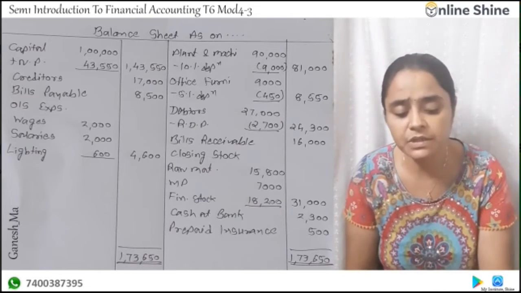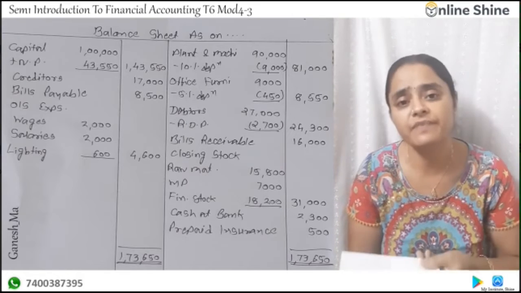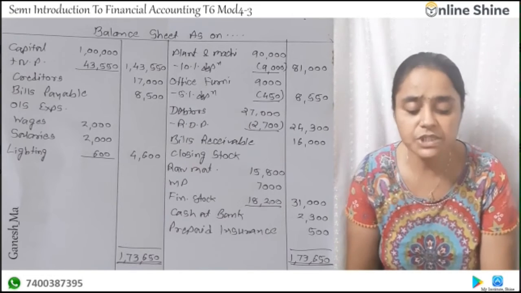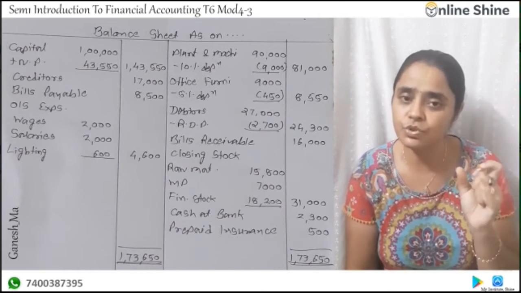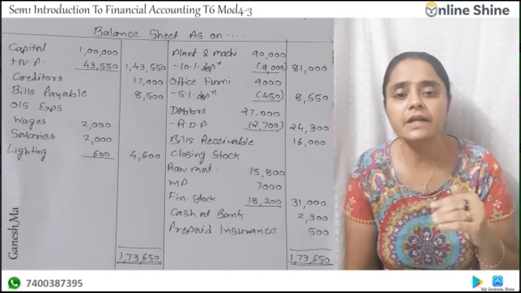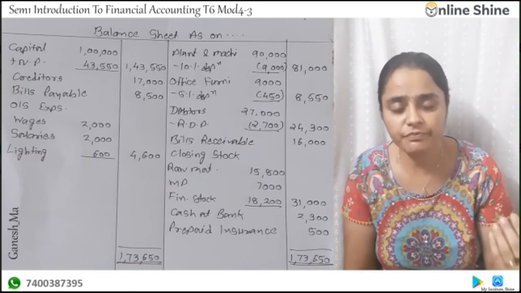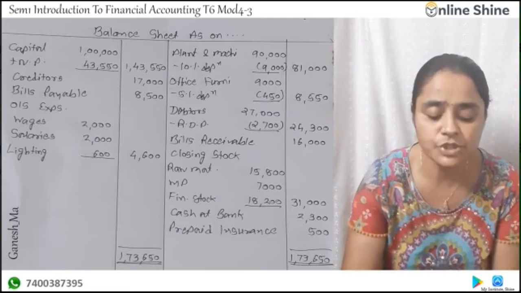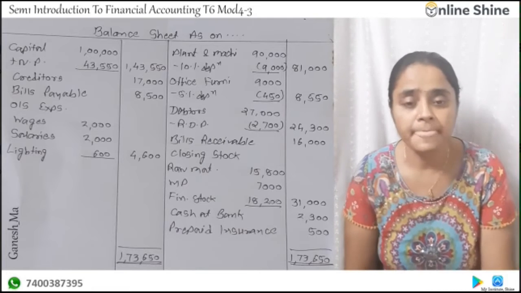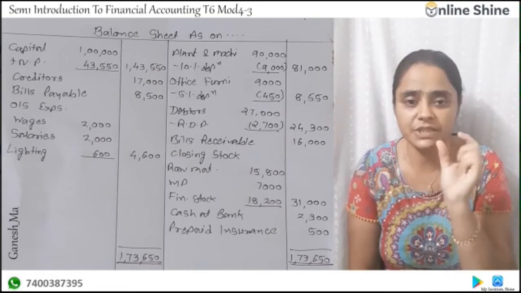Now on furniture there is also depreciation, but it is 5%. The value of the furniture is rupees 9,000. On 9,000 you calculate 5%, that comes to rupees 450. After deducting the depreciation, the WDV of furniture comes to rupees 8,550, which will be shown in my balance sheet, outer column.